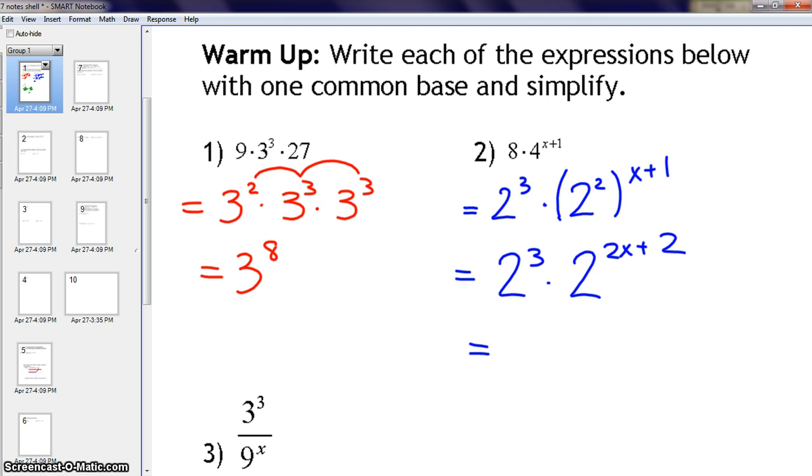In the next question, you'll see that I rewrote both pieces to have a base of 2 because that is the common base. Both 8 and 4 can be written as a power of 2. So the 4 is 2 squared, and then I have this other exponent, and with a power to a power we multiply. And then when we multiply, we again would add those exponents. So we'd have 2, and then 2x plus, and then 3 plus 2 is 5. So that would be my final answer for warm-up number 2.